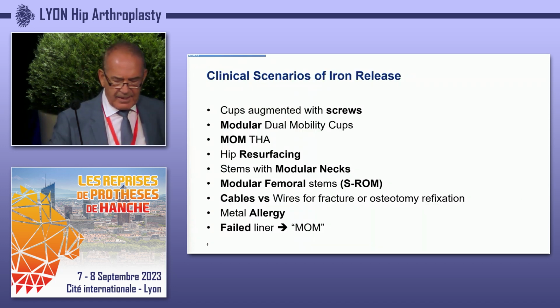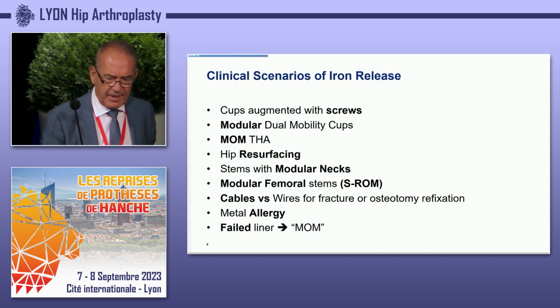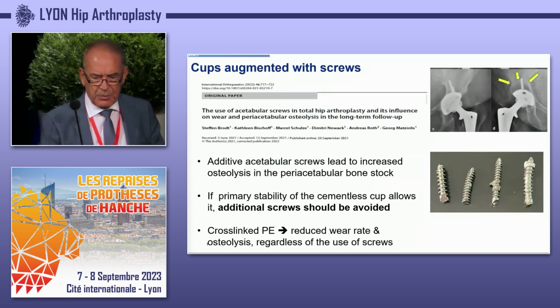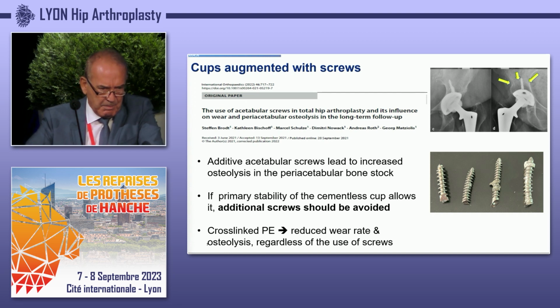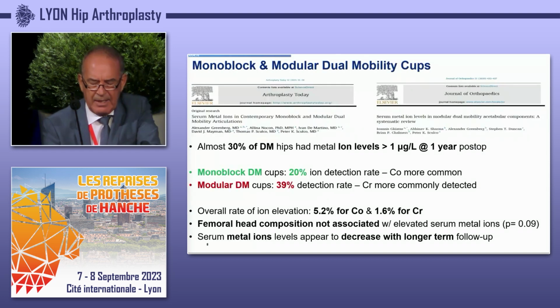And what are the clinical scenarios? Those are the clinical scenarios I'm going to go quickly through. What about the screws? The screws have been blamed for osteolysis, so in case you can avoid screws, that's the best. But today we have the high cross-link poly, as Seb already mentioned, and osteolysis is minimized, but in case you can avoid the screws, it is better to do that.